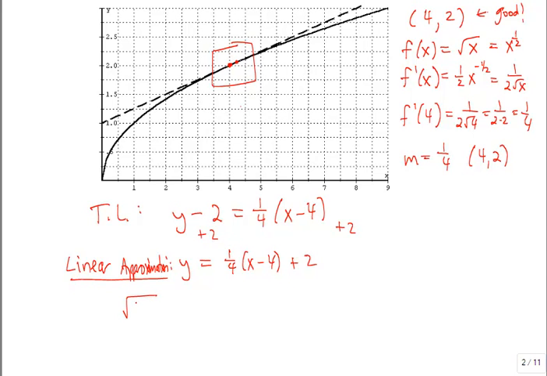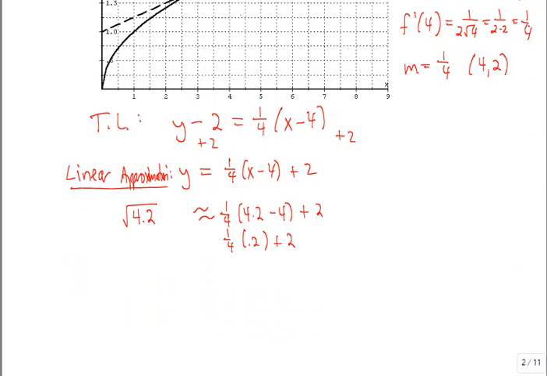So the actual square root of 4.2, I don't know what that is, but we're going to approximate it by plugging 4.2 into this line. So I'm going to plug in 4.2 for that x. 4.2 minus 4 is 0.2. So when we plug that into the calculator, we get 2.05. So the actual value of square root of 4.2 is approximately 2.05. That's what we just figured out.